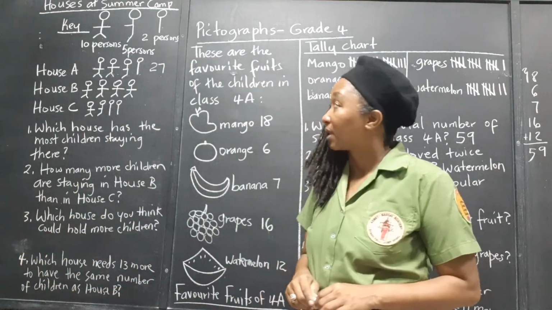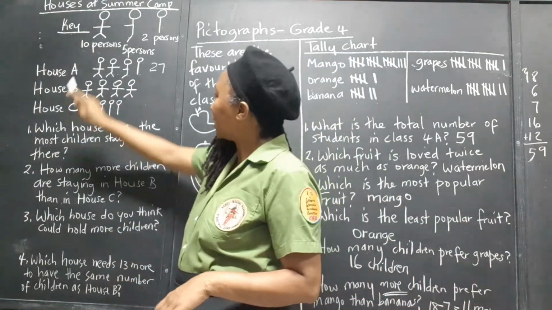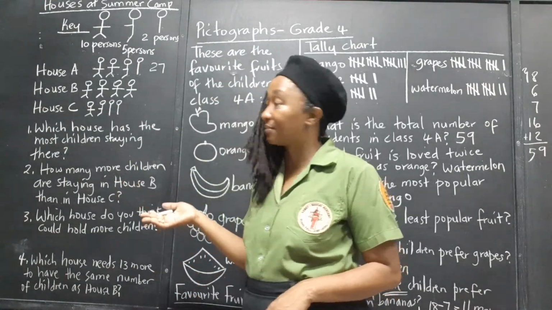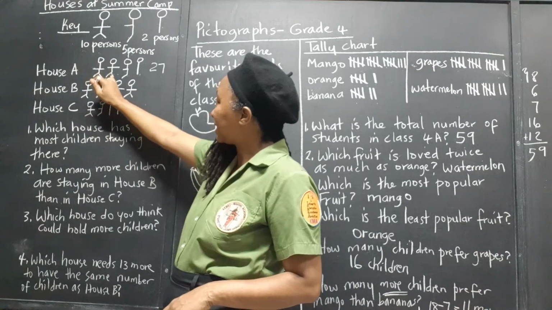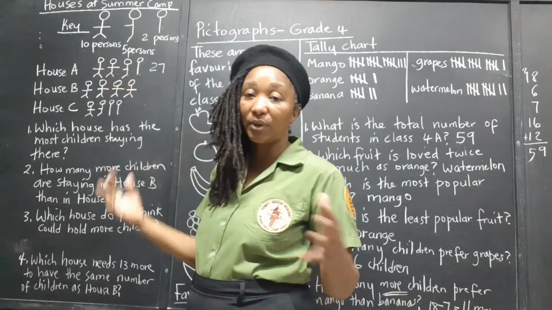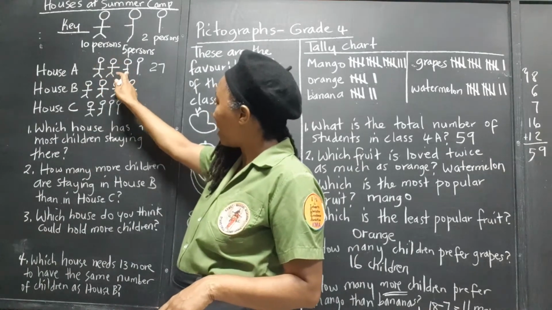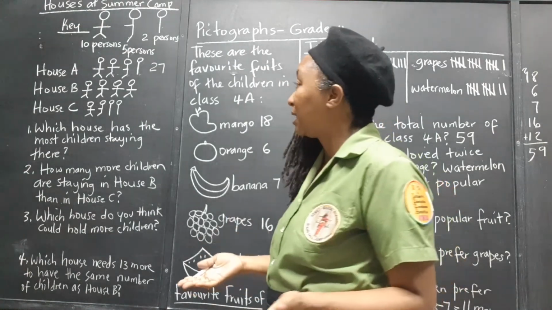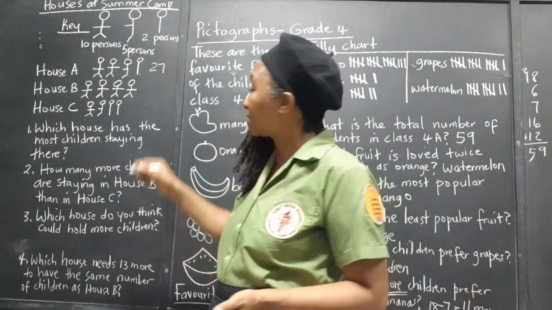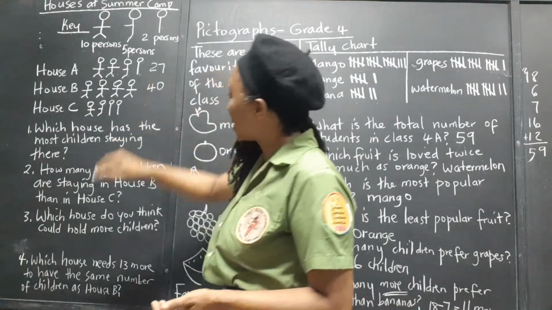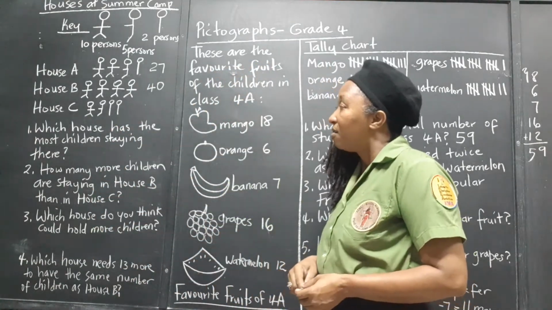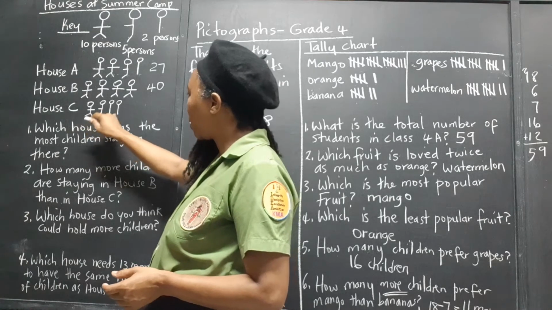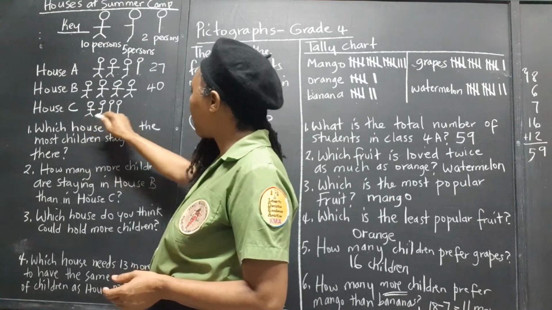Do you see that? Some students would say, oh, that's 1, 2, 3, 4. No. You have to look at what the symbols represent. This represents 10, that represents 10, that represents 5, that represents 2, and you put them together. So that's 27. For house B, we have 4 full persons. So that means 4 groups of 10, which is 40 children. 40 children are in house B. For house C, we have 10 plus 5, 15, plus 2, 17, plus 2, 19.